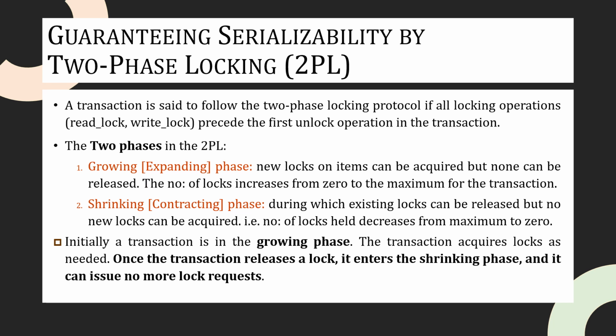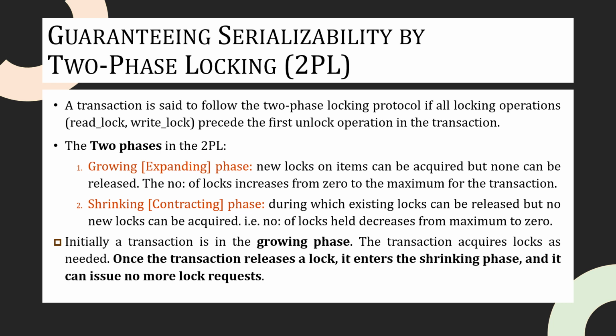Now we know the various types of locks, the binary lock and the shared or exclusive locks. Now let's look into how we can guarantee serializability by the two-phase locking method. A transaction is said to follow the two-phase locking protocol if all locking operations, that is the read lock and the write lock, precede the first unlock operation in the transaction.